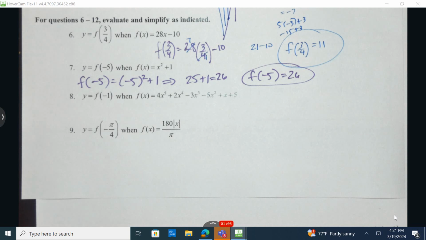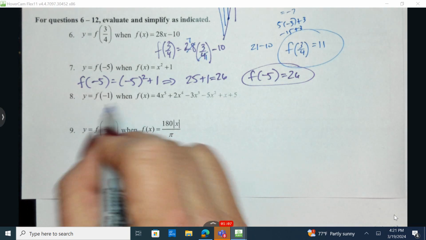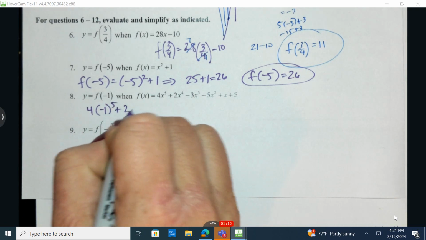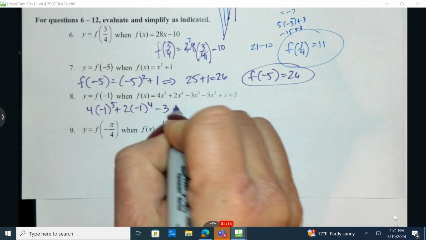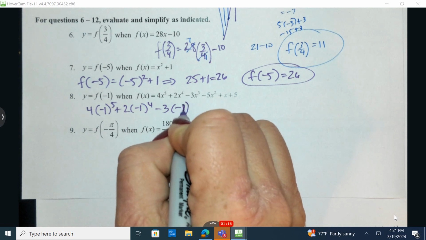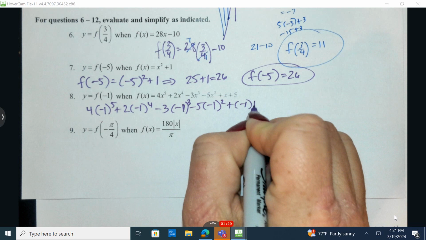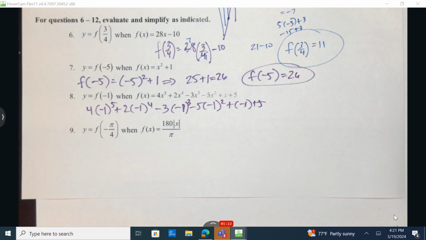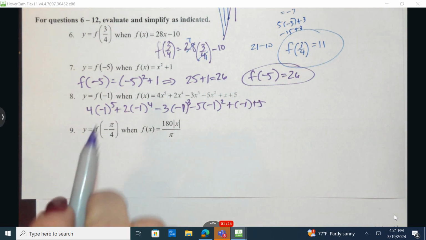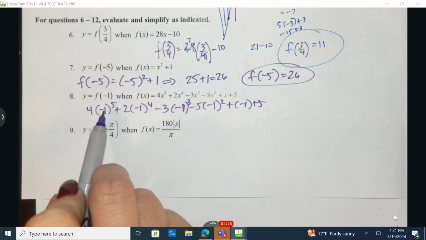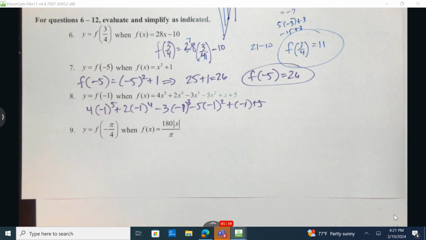Let's look at number 8. So here we go. For number 8, I have 4 times -1 to the 5th plus 2 times -1 to the 4th minus 3 times -1 to the 3rd. And what I want to remind us of here is that whenever we have a negative value raised to an exponent that's odd, our final answer is going to be negative. So 1 is easy to work with, right? Whether it's -1 or a +1, 1 times 1 times 1, whether we're taking 1 to the 10th or 1 to the 100th is 1.